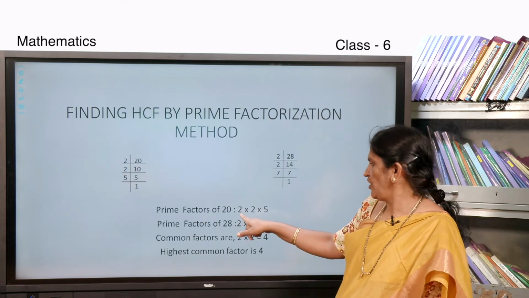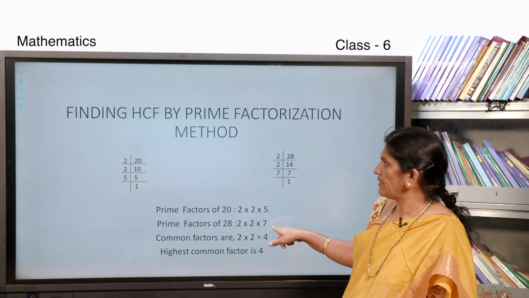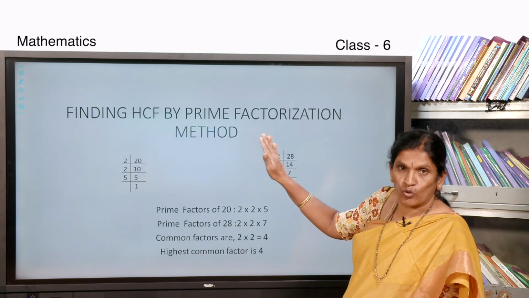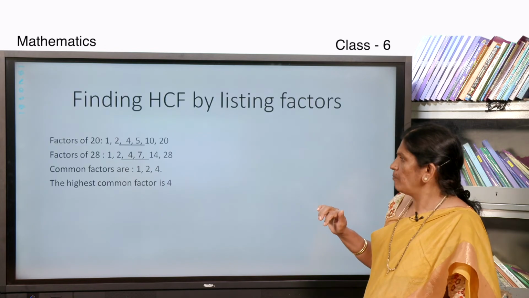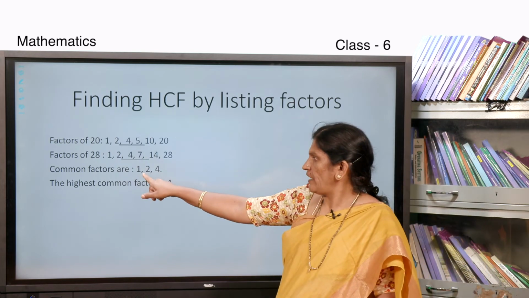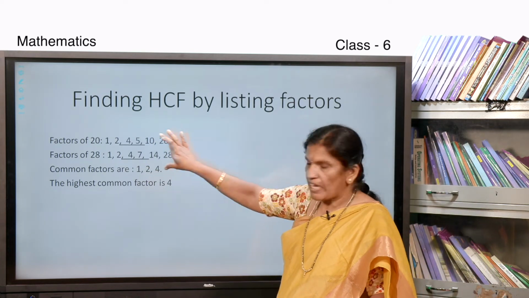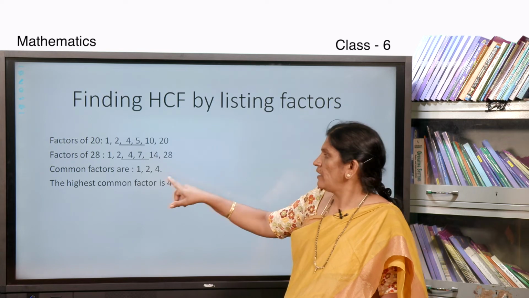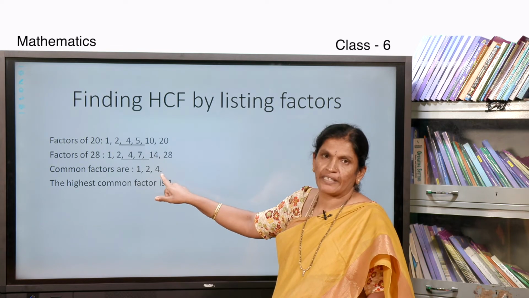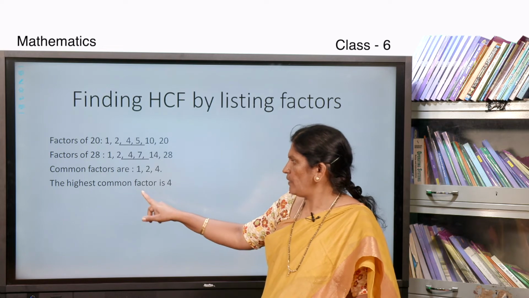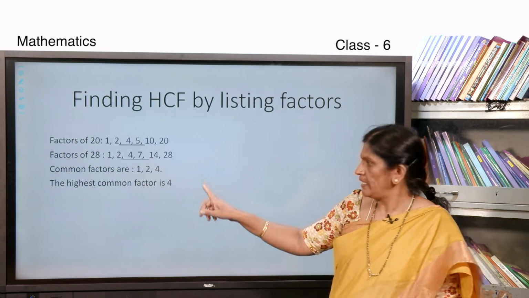Here children, we did not take one and the number itself because we are finding factors using only the prime factorization method. But here we have taken 1, 2, 4 because we have listed the factors here. Among these the highest common factor is 4. So, highest common factor of 20 and 28 is 4.